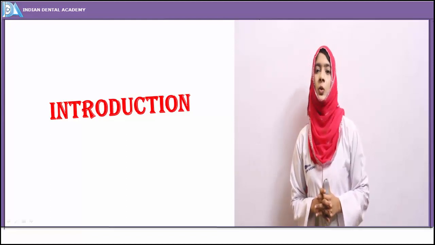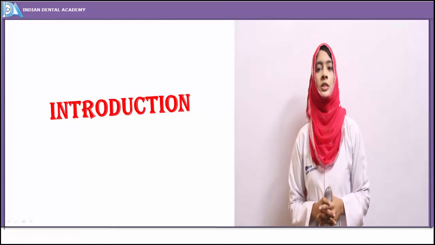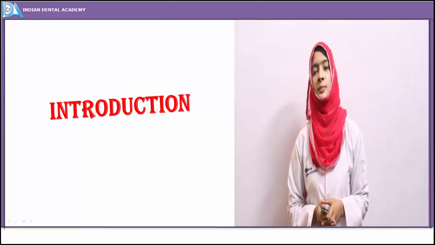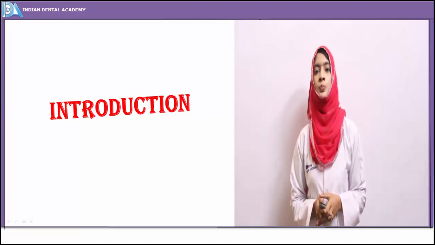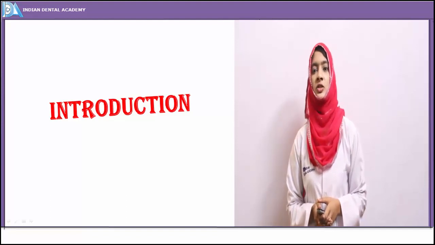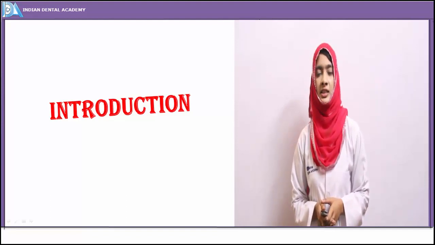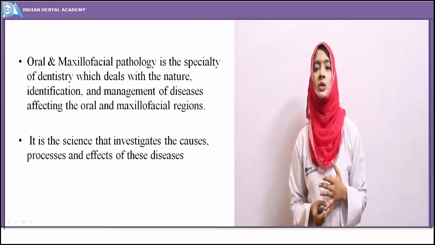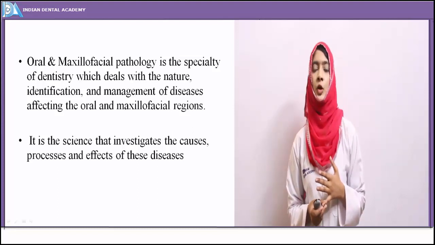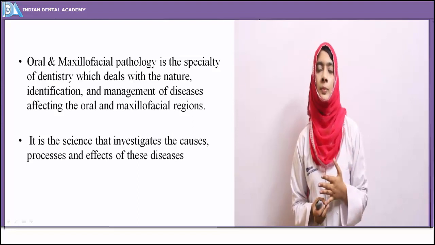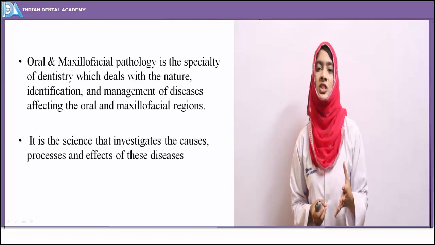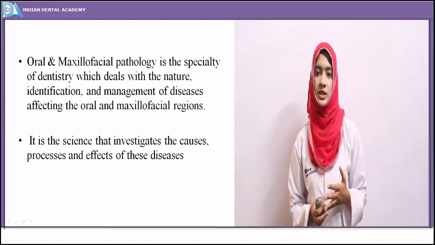We'll be dealing with oral and maxillofacial pathology. So what branch does oral and maxillofacial pathology ascribe to? Basically, it is a branch of dentistry which deals with the identification of the diseases, the nature of the diseases, and the causation of the disease. Oral pathology is a branch which deals with the identification and diagnosis of the disease.